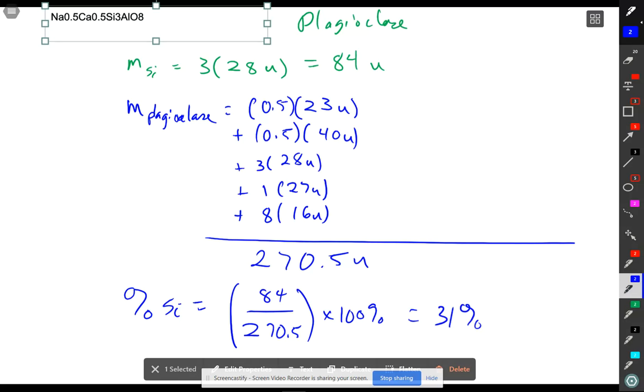High or low percentage of silicon? It's low. Okay, low percentage of silicon will freeze first. And so after you found the percentage of silicon in each one, then you just organize them from the lowest percentage to the highest percentage.